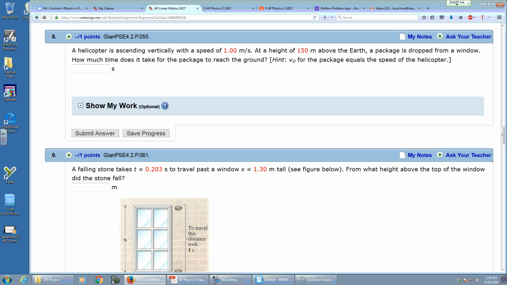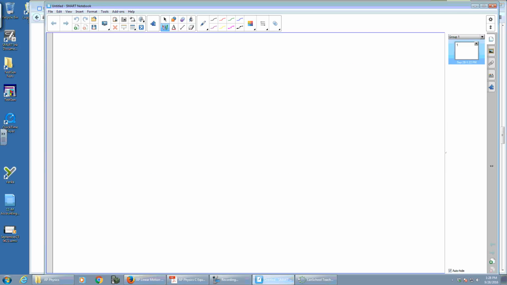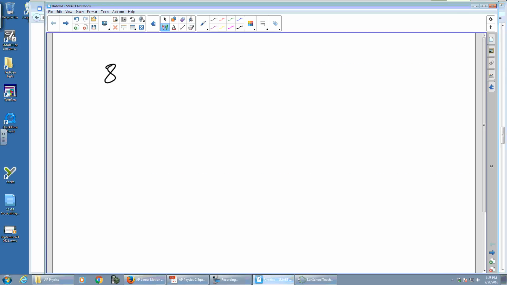And they give you this hint: V naught for the package equals the speed of the helicopter. All right? So, number 8. I'm going to use that V equals V naught plus V naught delta T plus 1/2 A delta T squared.